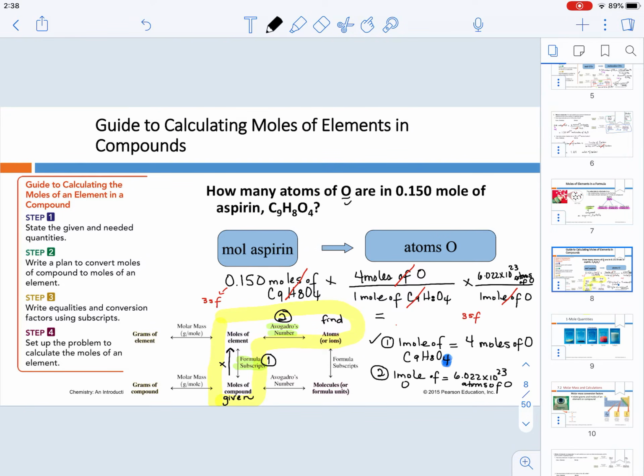And in order to do this, I'm going to multiply everything in the top, dividing by the result of multiplying everything by the bottom. But in this problem, I'm multiplying in the denominator 1 by 1. So all I have to do is say 0.150 times 4 times 6.022 times 10 to the 23rd. And that gives me a result, when I round it to 3 sig figs, of 3.61 times 10 to the 23rd, and in this case, atoms of oxygen.